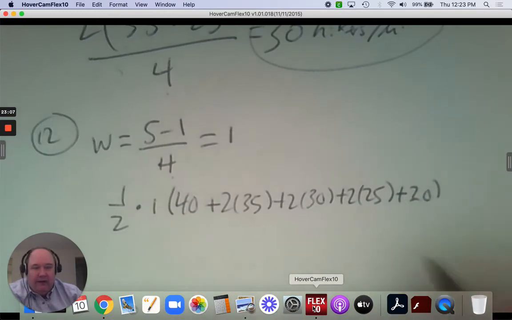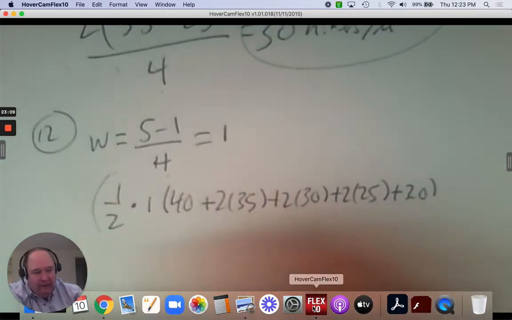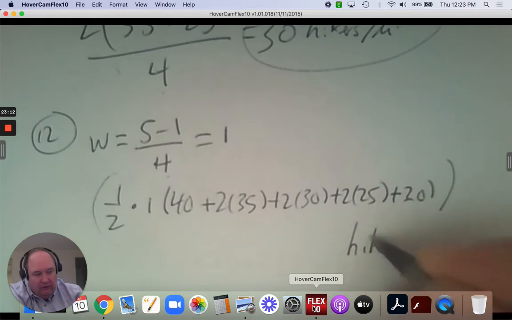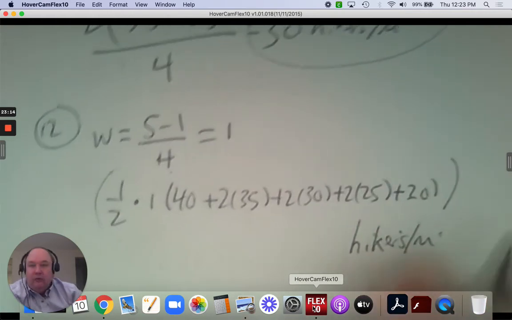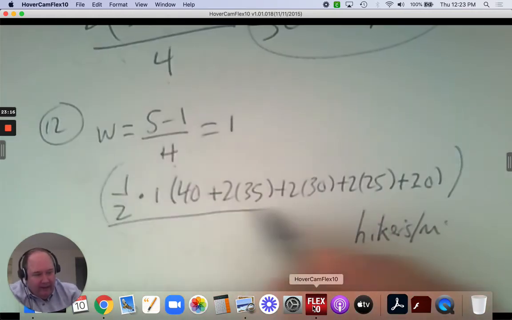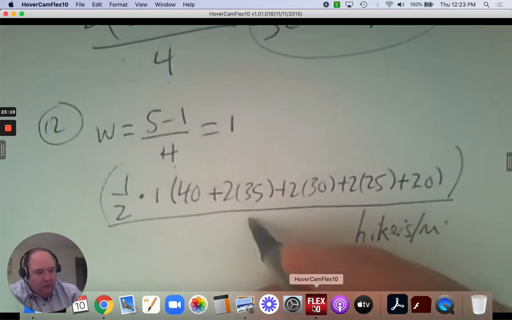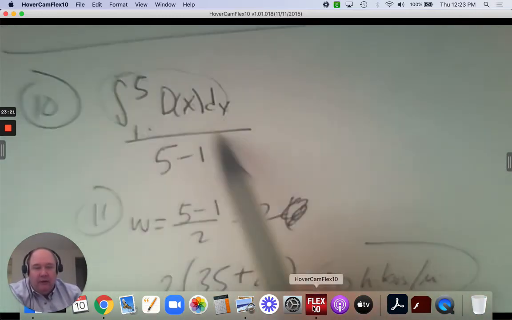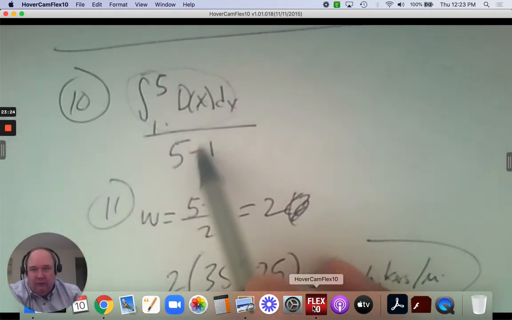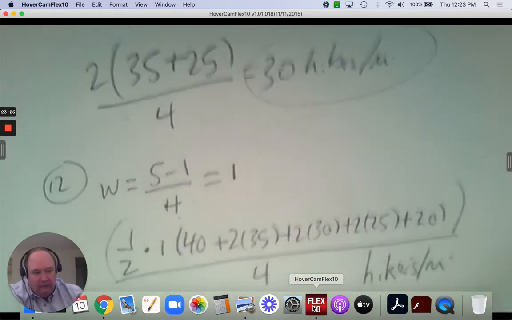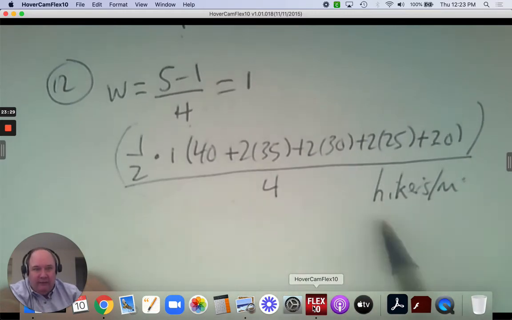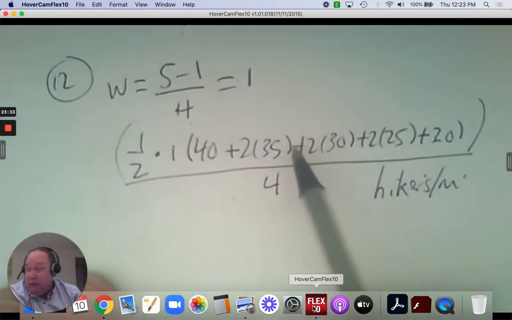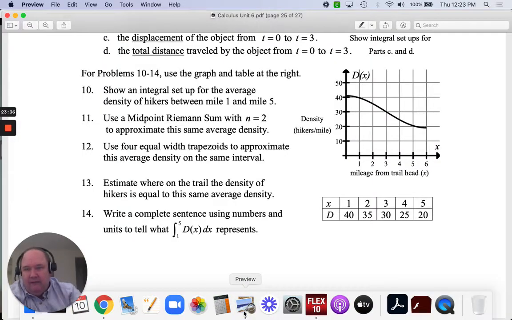I don't have any desire to simplify it, but this answer is in hikers per mile. And we have to divide that answer by 4, just like I did before. So we're finding different ways to integrate, and we're going to divide by 4 whatever the answer is. So you take that answer divided by 4, and that gives you the answer for the average hikers per mile using the trapezoidal rule.